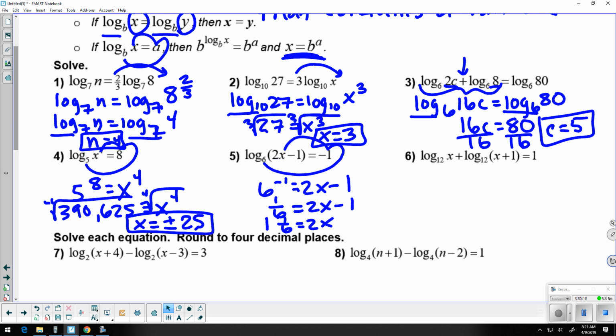So 1 and 1/6 though is the same thing as 7 over 6. I'll just go ahead and write that as an improper fraction. And now dividing both sides by 2. Well, if I'm dividing by 2, I'm essentially multiplying by a half. And I get 7/12 is my solution.